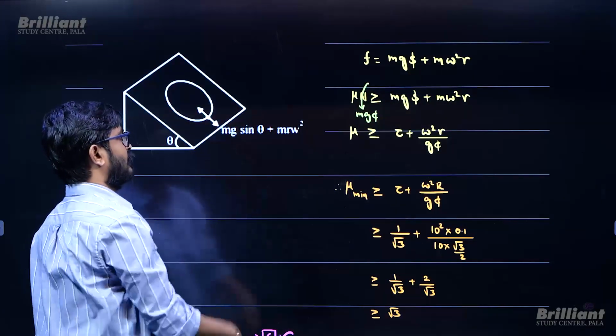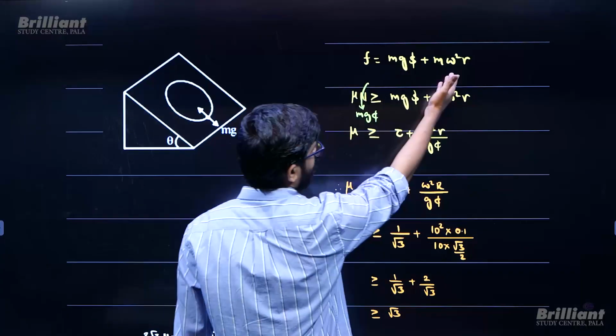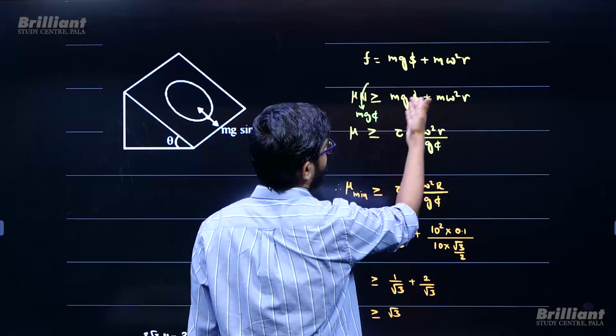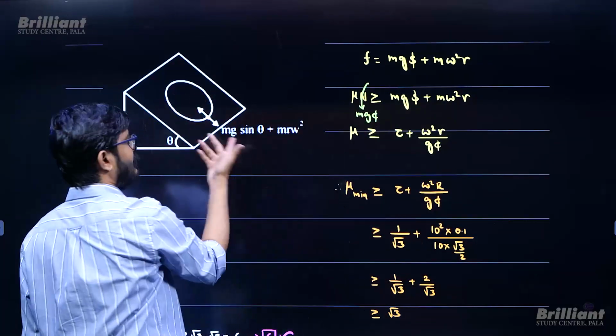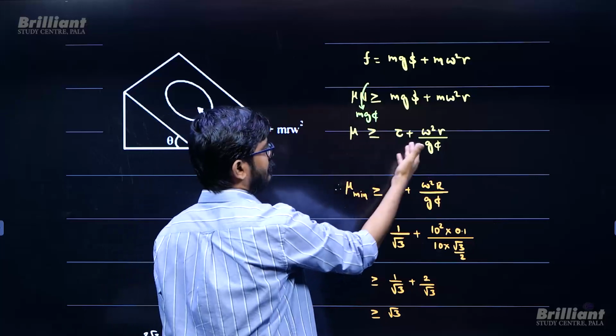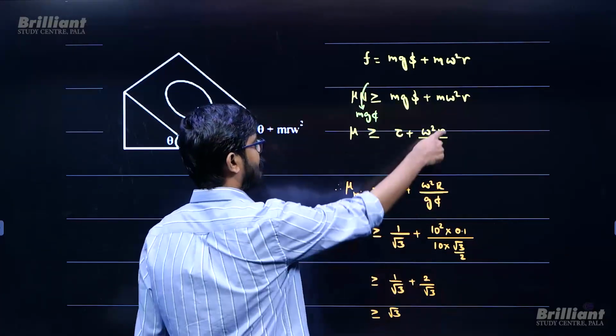So at the bottommost point it will be more. If I take any radius r, then the friction needed should be this much, so mu into n should be greater than or equal to that needed friction value. And normal in this particular case, anywhere, will be mg cos theta, so mu value should be greater than tan theta plus omega square r by g cos theta. Now this is for any r.